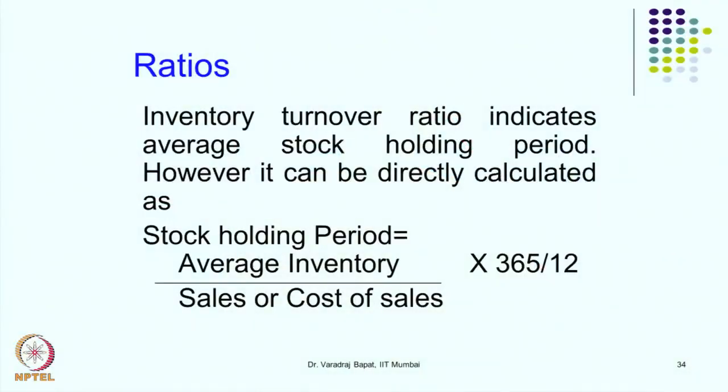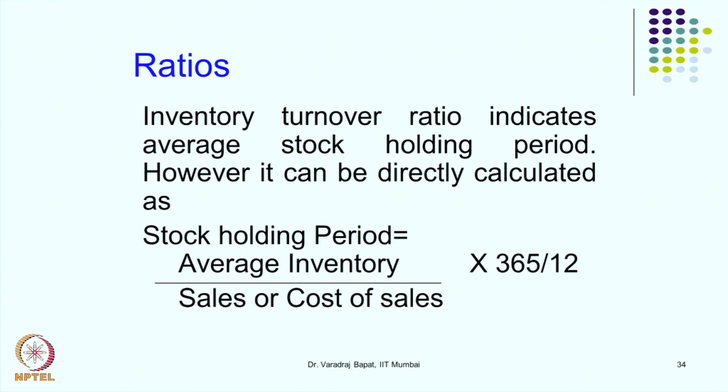But it can also be calculated in terms of number of days. Now can you calculate it in number of days? How much was inventory? 40,000. Sales was 4 lakhs. Now 40,000 upon 4 lakhs. Instead of doing 4 lakh upon 40,000, which was 10, we are doing 40,000 upon 4 lakhs. That means 1 by 10 multiplied by 365 days. So you will get 36.5.